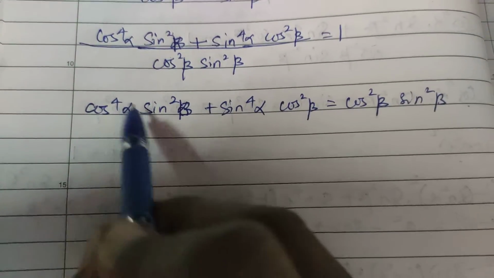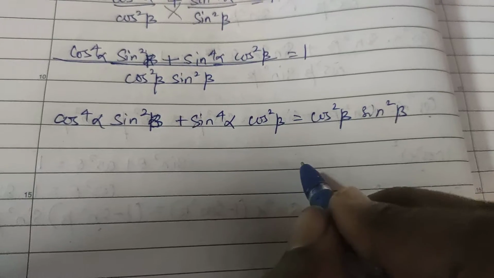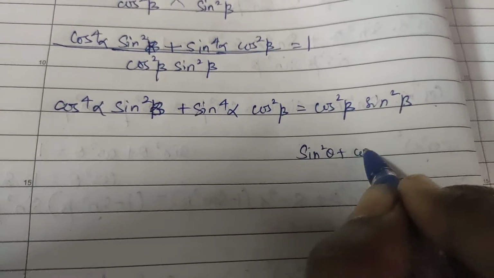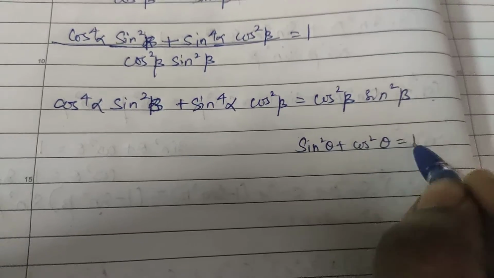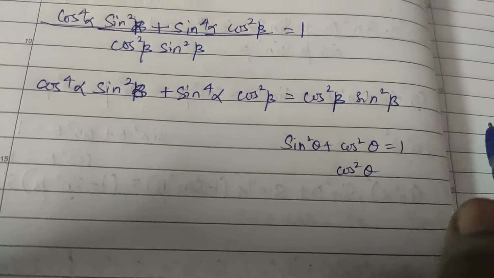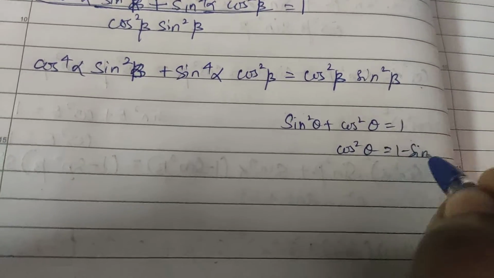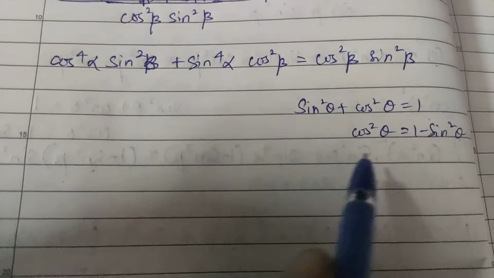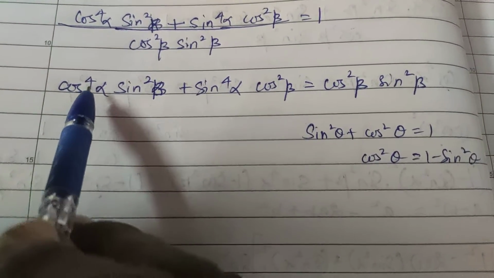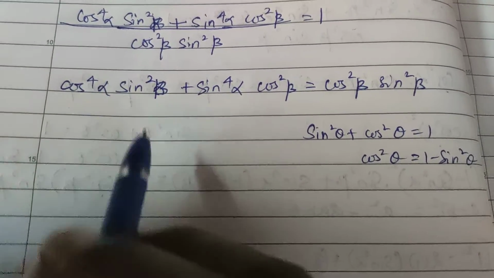Wherever there is cos, I am converting into sin. How will I convert? We'll use the identity sin squared theta plus cos squared theta is equal to 1. So cos squared theta is equal to 1 minus sin squared theta. So wherever there is cos squared theta, you can replace it by 1 minus sin squared theta. But here it is cos to the power 4 alpha, so I will convert into cos squared alpha the whole square.